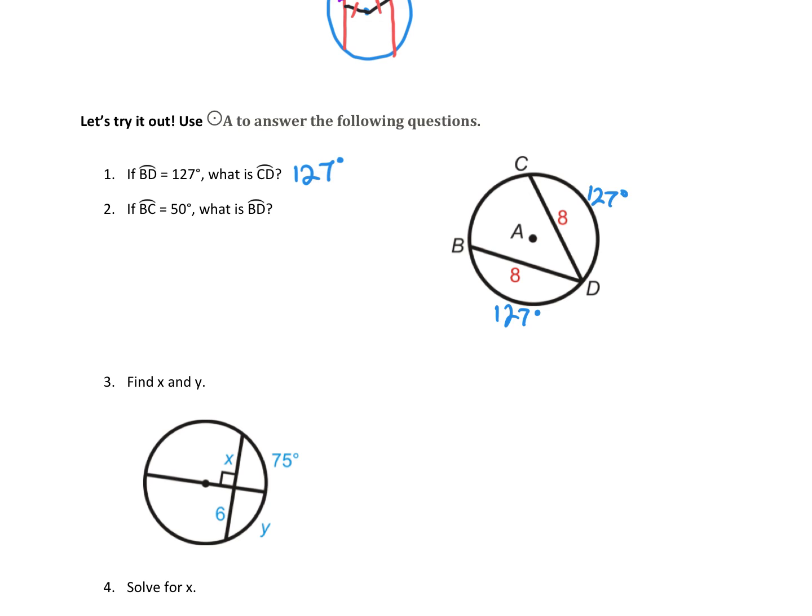If BC now is 50 degrees, what is BD? Well, there's 3 segments here, so I can take 360 minus 50, that gives me 210. And the 2 arcs left have to be the same. So I take 210 and divide that by 2 because there's 2 of them, then they're both 105 degrees. So this would be 105 and this would be 105.